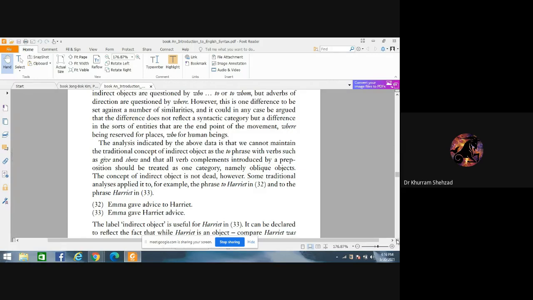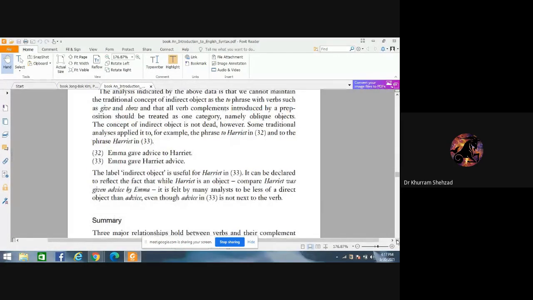So an oblique object is basically an indirect object. We can also call an indirect object an oblique object, but again, an object is something which can be converted into the passive voice. That is why he says the concept of indirect object is not dead, however. So the oblique object is the same thing, that is, the indirect object. And we should not call every phrase an oblique object just because it starts with "to", a preposition, or "for". When an adverb of place or adverb of time comes, then it is not an oblique object. When an indirect object comes, then we can call it an oblique object. Is this clear now?